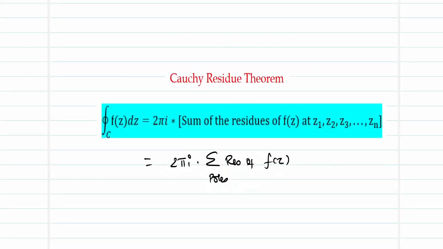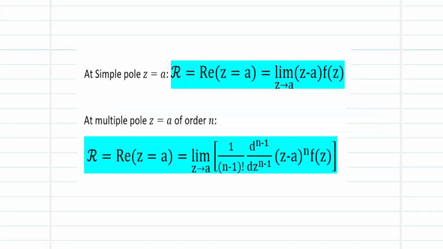The Cauchy residue theorem says the integral over C of f of z dz is 2 pi i times the summation of the residues. The evaluation of residue at a simple pole is given by the limit z tending to a of (z minus a) into f of z. The multiple pole residue is given by the limit z tending to a of 1 by (n minus 1) factorial, d power n minus 1 by dz power n minus 1, the derivative, of (z minus a) power n into f of z.